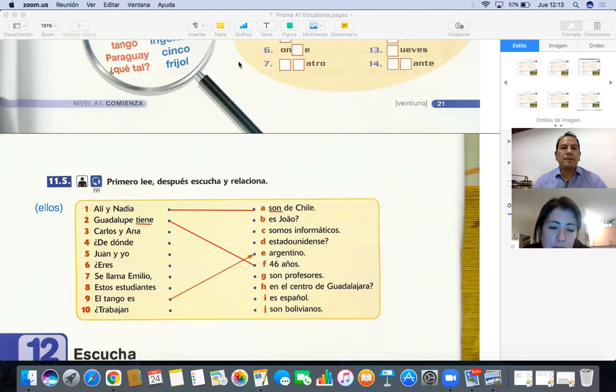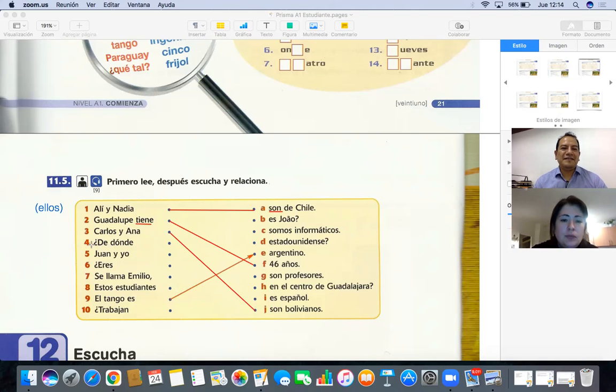Okay, vamos con Carlos y Ana. Why did we match this one? You know why I got confused with Guadalupe? Because I thought it was a place, like Guadalajara. It's just I got a bit confused. Carlos y Ana, and then I think that would be a son again. So I think we put son bolivianos. Okay, Carlos y Ana son bolivianos. There you go. The logic is getting there a lot faster.